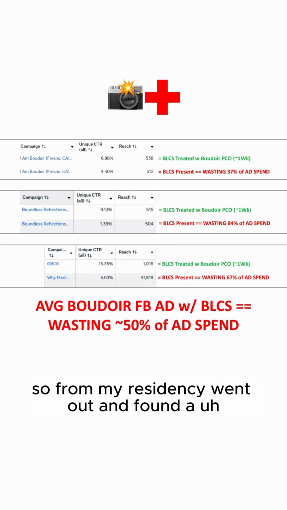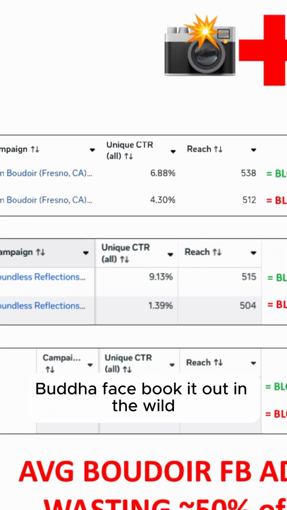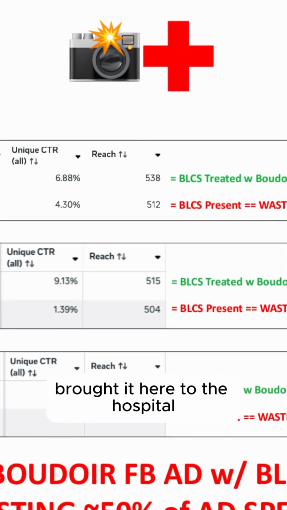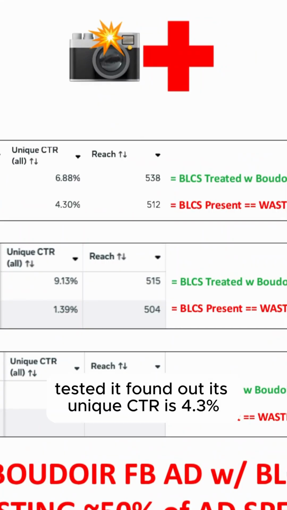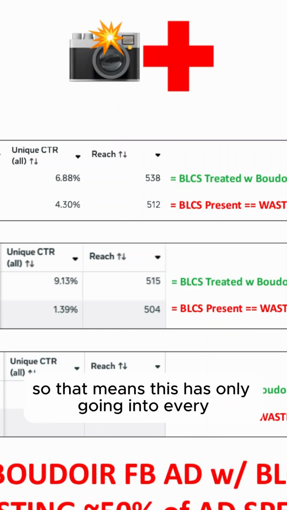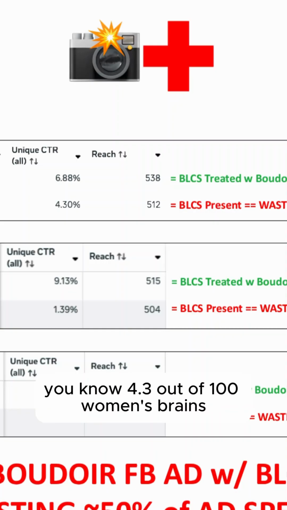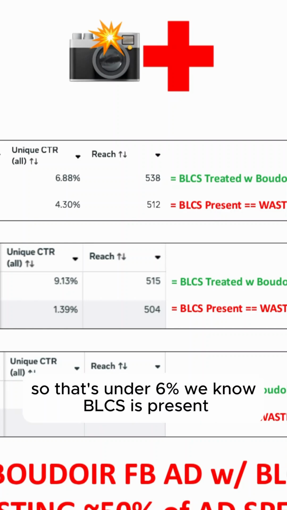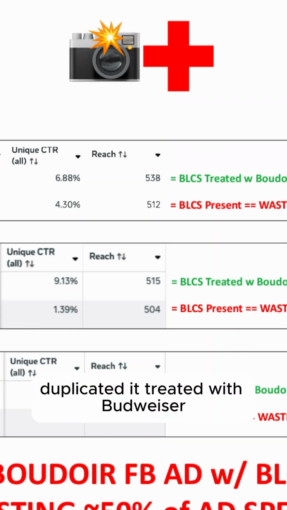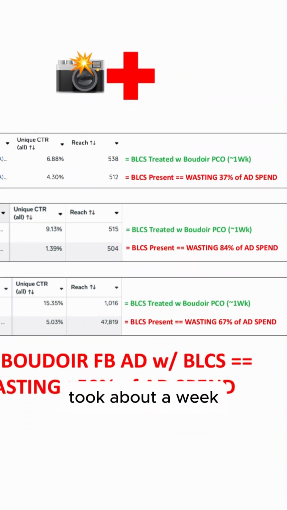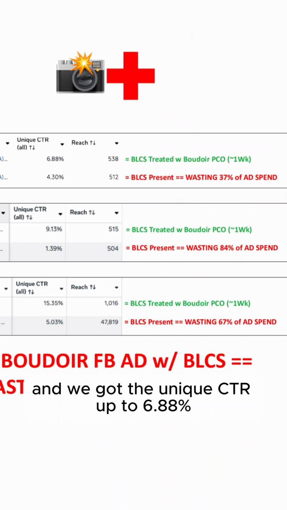So from my residency, went out and found a Boudoir Facebook ad out in the wild, brought it here to the hospital, tested it, found out its unique CTR all is 4.3%. So that means this ad is only going into 4.3 out of 100 women's brains. So that's under 6%. We know BLCS is present. Duplicated it, treated it with Boudoir Pico, took about a week, and we got the unique CTR all up to 6.88%.